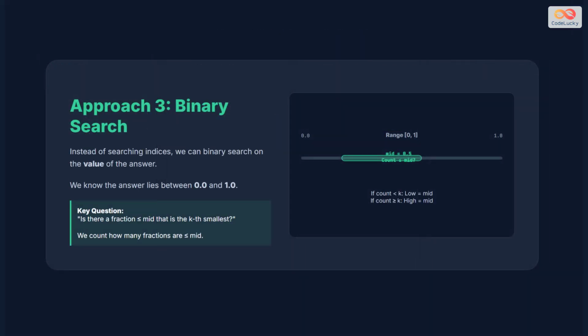If k is very large, the heap approach might still be too slow. There is an even faster method using binary search. Instead of searching through indices, we search for the answer directly. We know the answer is a value between 0 and 1. We can pick a middle value, say 0.5, and ask, how many fractions are smaller than or equal to 0.5?